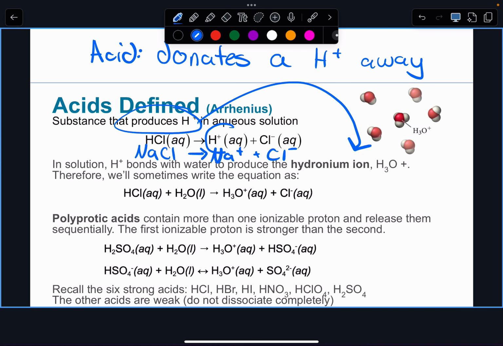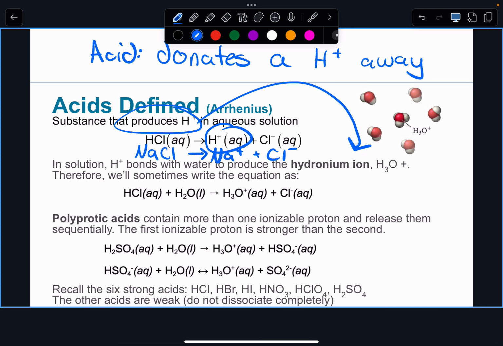H plus is what we consider to be causing all of the properties that we think of when we think of an acid. Acids and bases are both corrosive in different ways, meaning that they will degrade whatever they are in contact with. So whether you're talking about skin or a material, they have the ability to corrode.